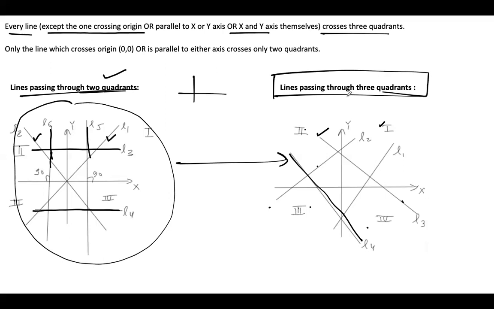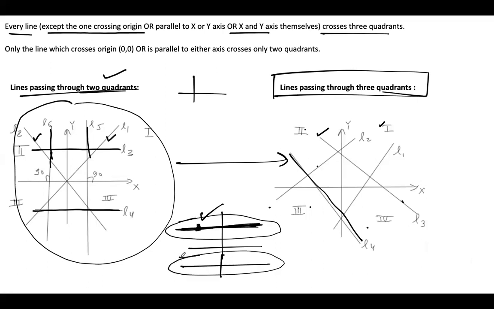Is this point clear? Yes, sir. So for lines to pass through 2 quadrants, they must pass through the origin as well, right? No, this line is passing through 2 quadrants, but is it passing through the origin? No. So it is not a must-be-true condition.